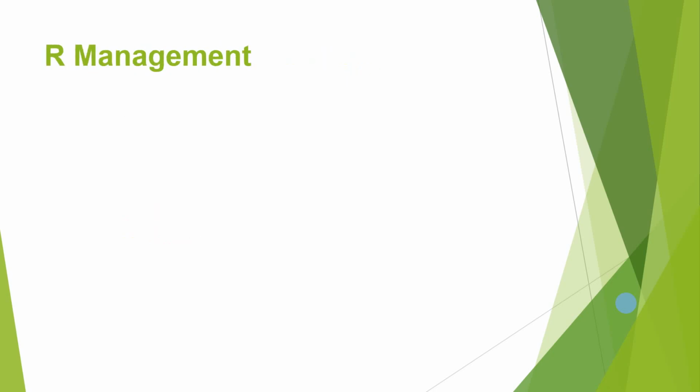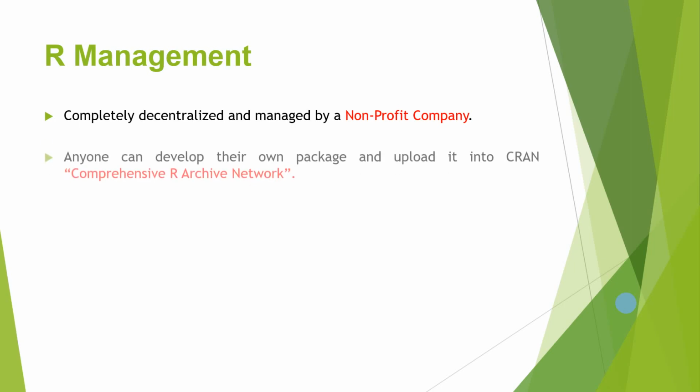Now coming to R management. As I told, R is a free source programming language. It is freely available to society. It is completely decentralized and managed by a non-profit company. So R is not a company; there is no specific company which is earning profit. It is only managed by a couple of people, and they have formed a non-profit company.